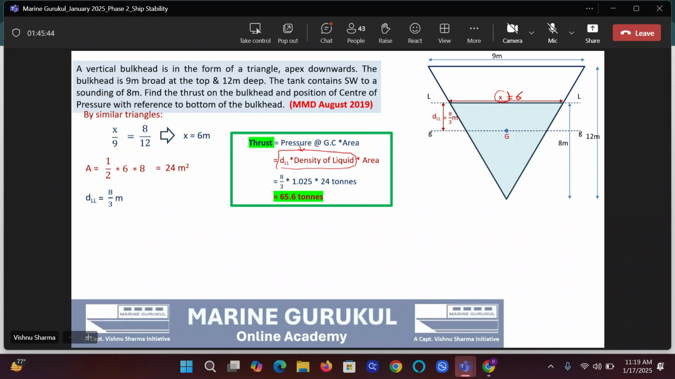Now, guys, write down the COPLL formula.